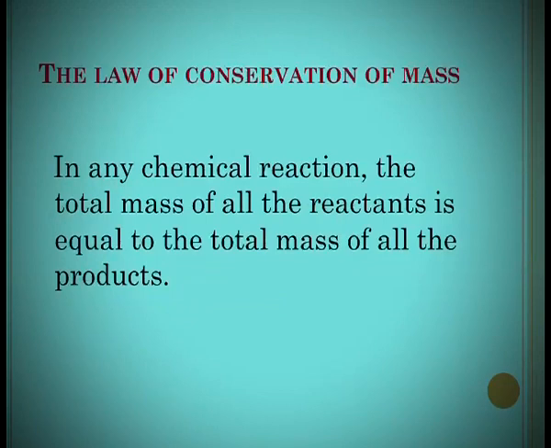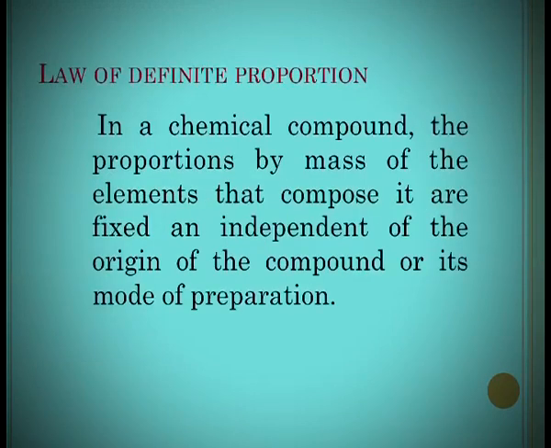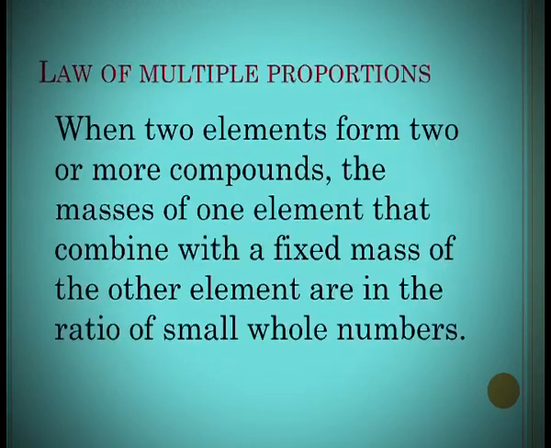The law of conservation of mass: in any chemical reaction, the total mass of all the reactants is equal to the total mass of all the products. In a chemical compound, the proportions by mass of the elements that compose it are fixed and independent of the origin of the compound or its mode of preparation, that is the law of definite proportion. When two elements form two or more compounds, the masses of one element that combine with a fixed mass of the other element are in the ratio of small whole numbers, that is the law of multiple proportions.